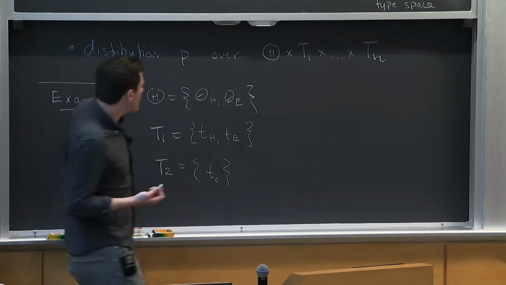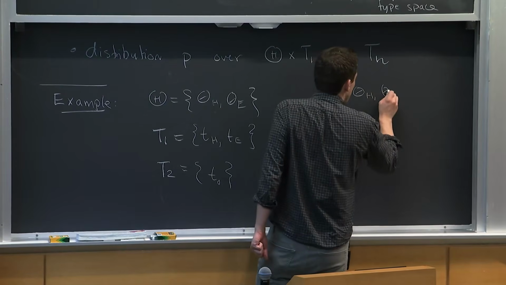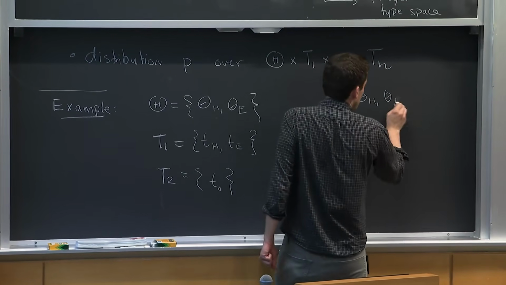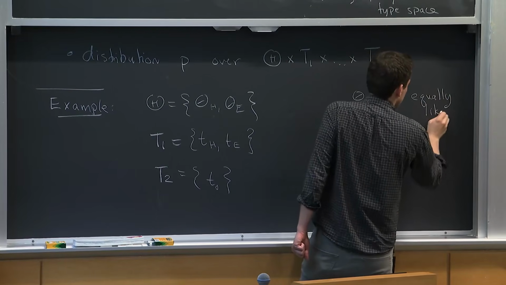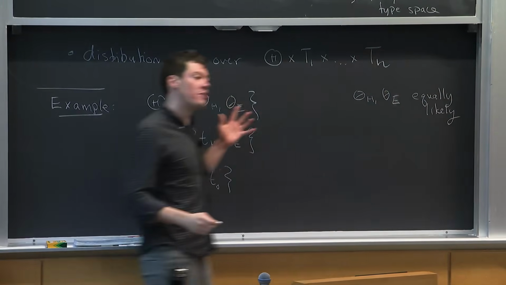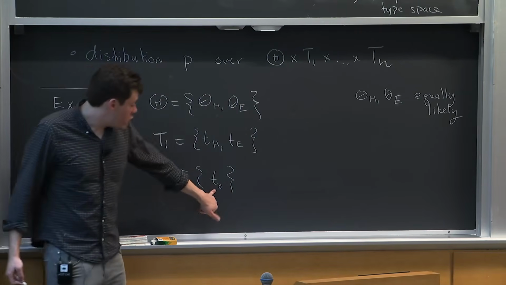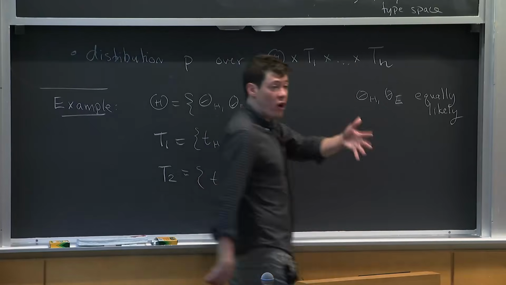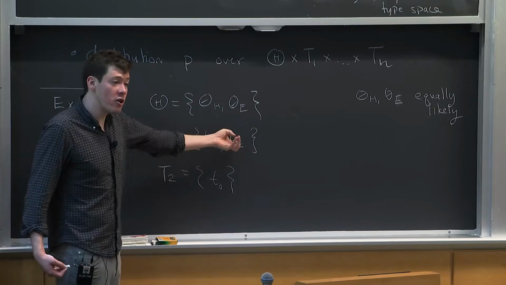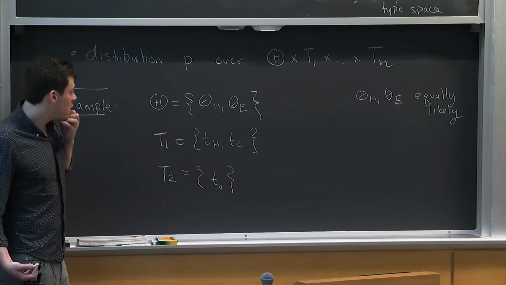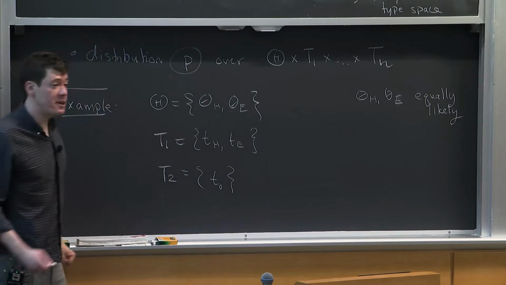And let's also assume that theta h and theta e are equally likely. And this is known among the players. So to be clear, player 2 knows that it's equally likely that the project is hard or easy. They know that player 1 knows that the project is hard or knows that it's easy, but they don't know anything else. So now the challenge is, can we describe this distribution P?